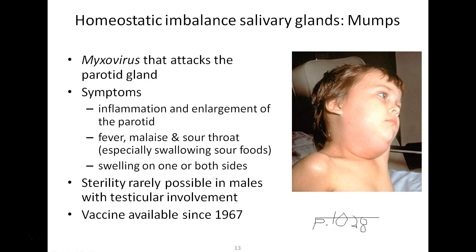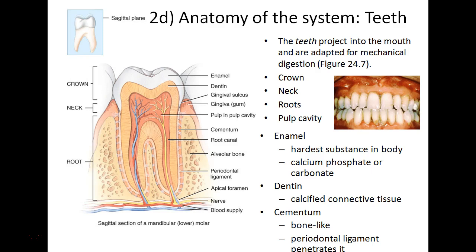And as you know, we have vaccines that are very common nowadays that prevent us from getting this homeostatic imbalance. Here we turn our attention now to an accessory to mastication, an accessory to mechanical digestion, in other words, and that are the teeth. On a basic level, we see on the left that a tooth consists of a crown, a neck, the roots, and then on the inside we have a pulp cavity.